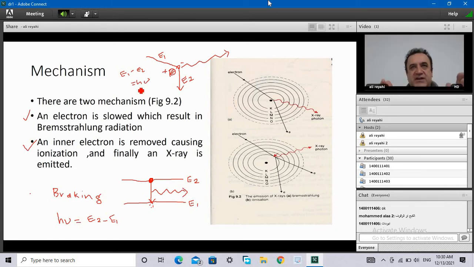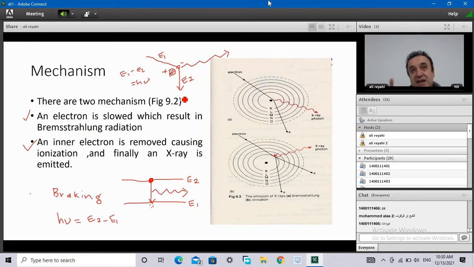How is this type of X-ray produced? When an electron reaches the nucleus of the target and the direction of the electron is changed, X-ray is produced. Finished. Second, when a coming electron from the cathode strikes an inner electron, the electron is ejected out, the atom is ionized, and the empty space is filled by an upper electron.